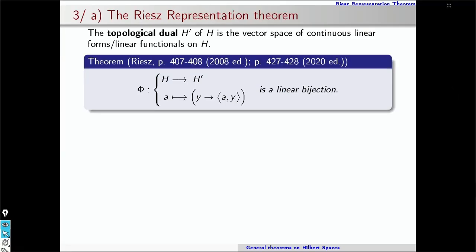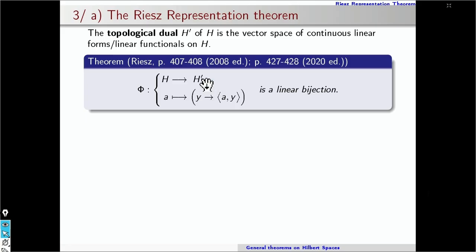Section 3, the Riesz representation theorem. So let me first state the theorem, then present the situation in other contexts, some similar, some different, in order to better appreciate the specificities of Hilbert spaces, and then prove the theorem.